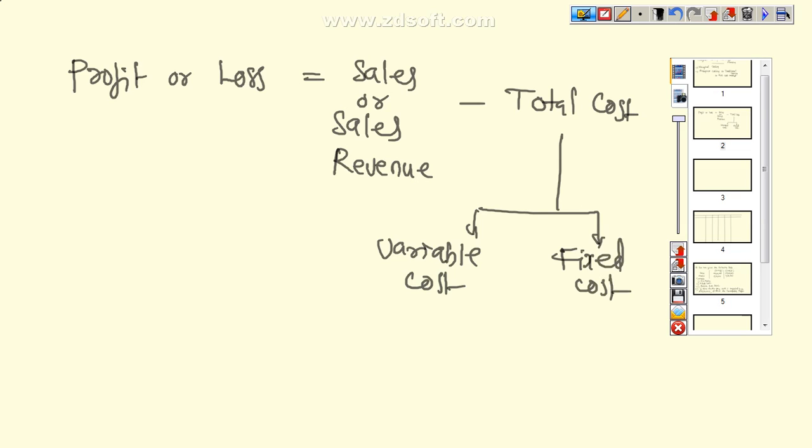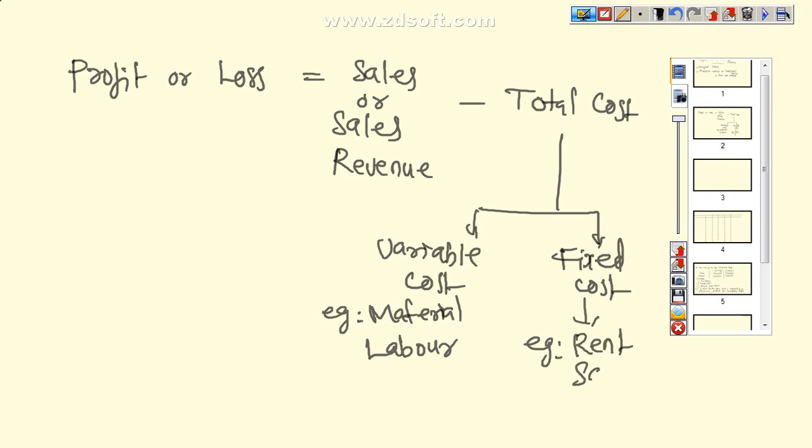Variable costs are those costs which change according to change in level of production. For example, material and labor all come under variable cost. But fixed costs are those costs which do not change according to change in level of production. For example, it may be rent, salary, etc.